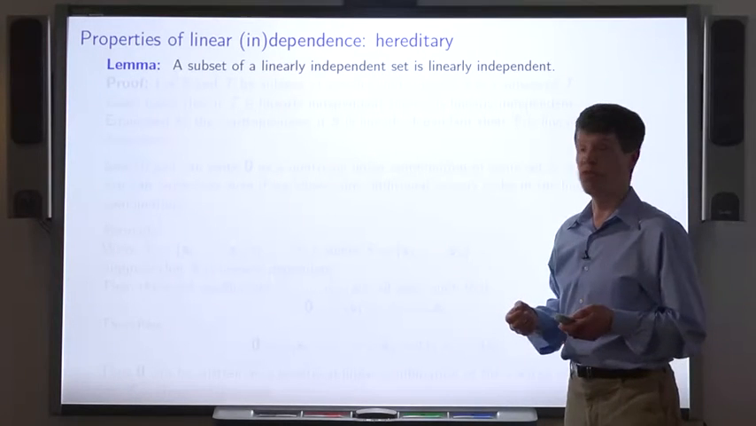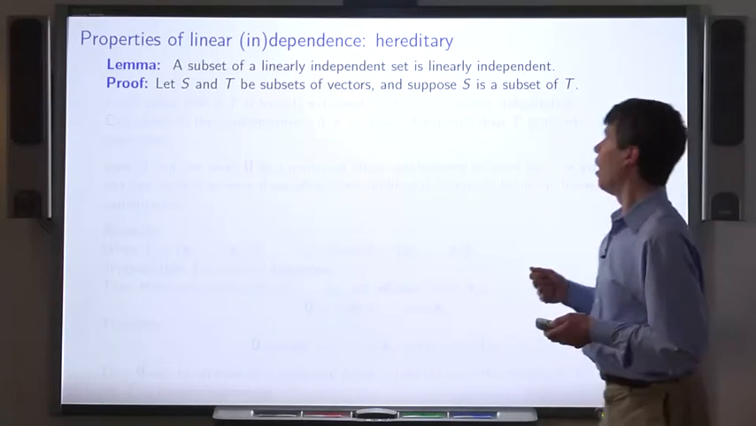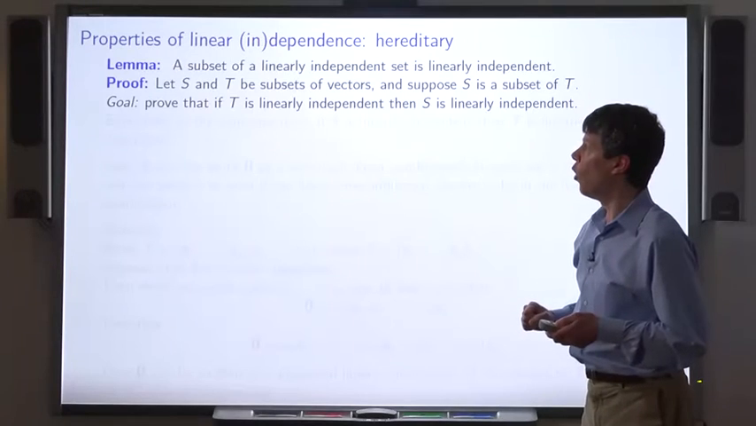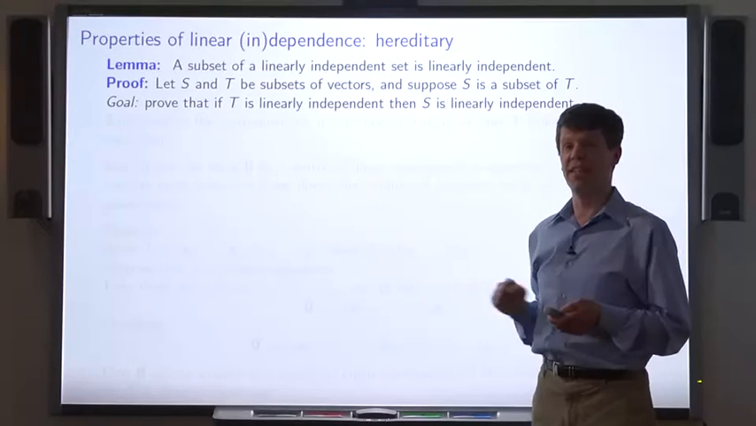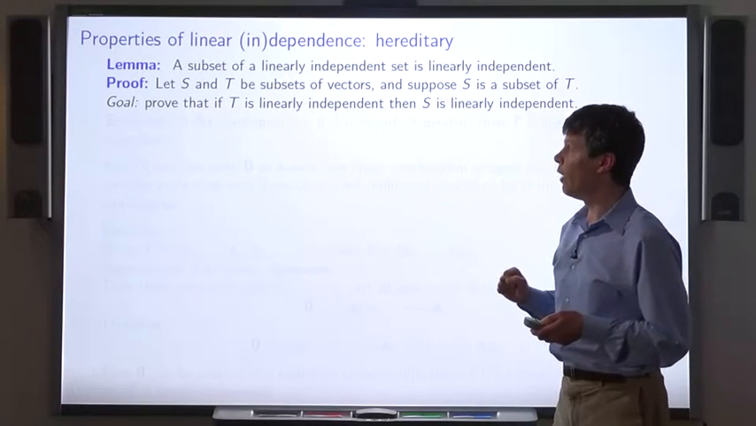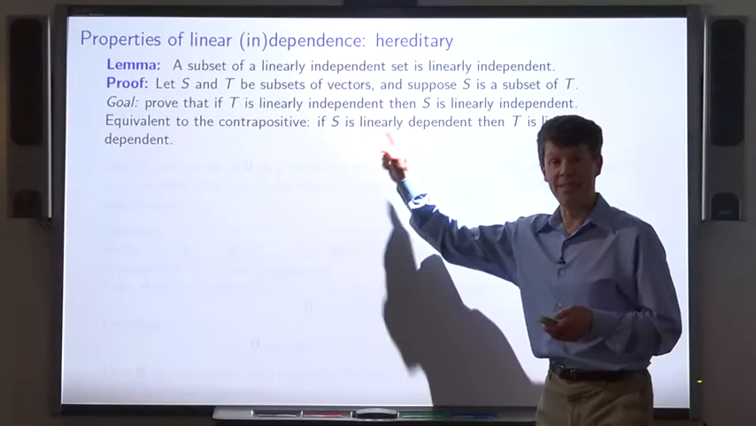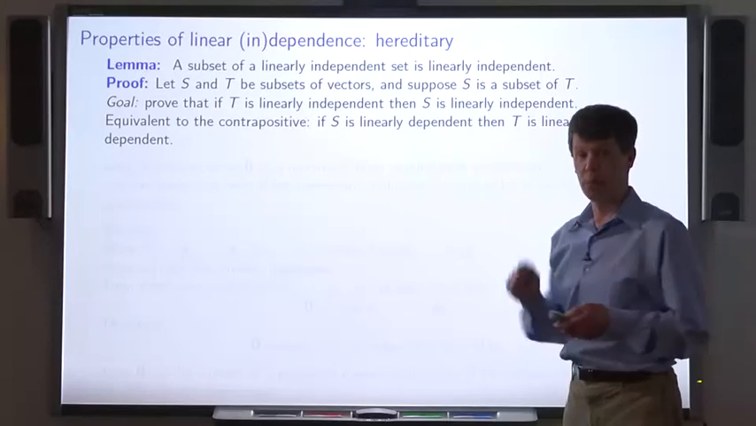So let's go through the proof of this lemma. Let S and T be two subsets of vectors, and suppose S is a subset of T. We want to prove that if T is linearly independent, then S is linearly independent. Now, that's equivalent to the contrapositive. If S is linearly dependent, then T is linearly dependent. And we'll prove it in that form.